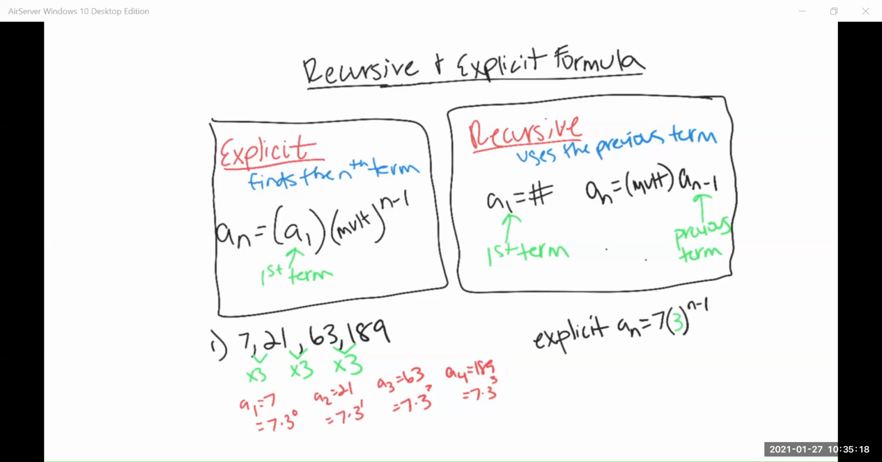Because notice the exponent here. To get to my first term, my exponent is 0. To get to my second term, the exponent is 1. To get to the third term, the exponent is 2. So it's always 1 less. So that is the explicit formula.